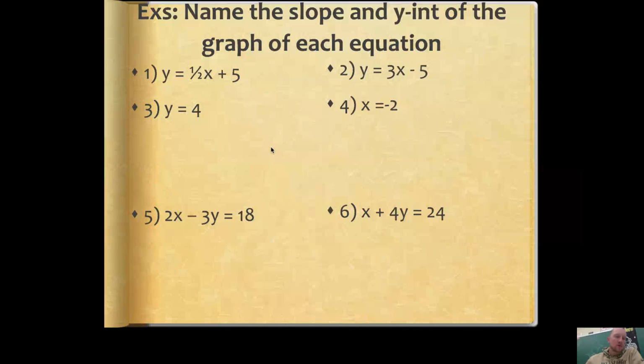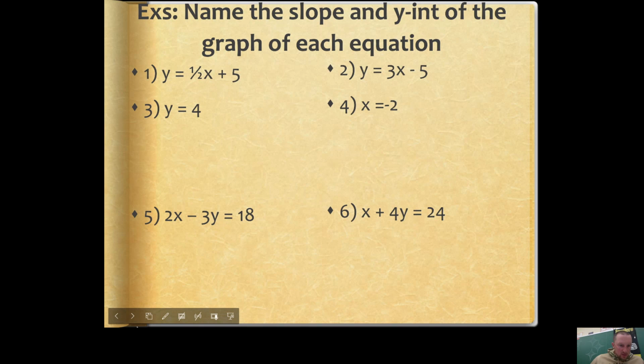This is going to be part 2 of our section 4.6 for writing equations of lines. Remember, y equals mx plus b. We're looking for the slope and the y-intercept of the graph of each equation. So this number 3 is a little bit different. You're going to see this again and again, so make sure you understand this one.